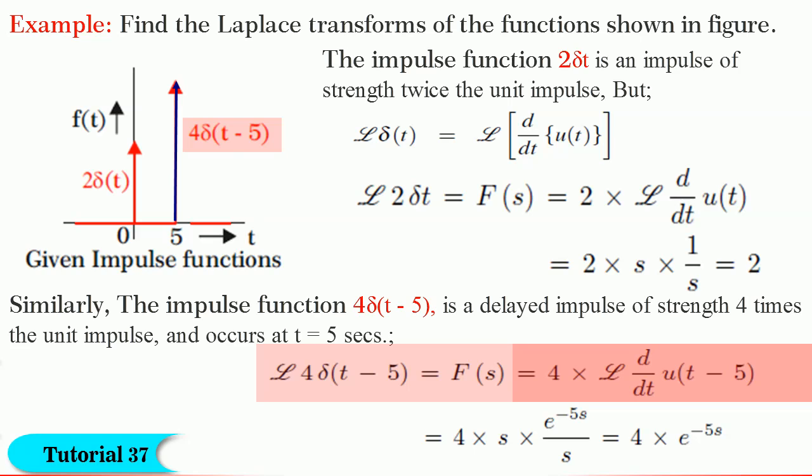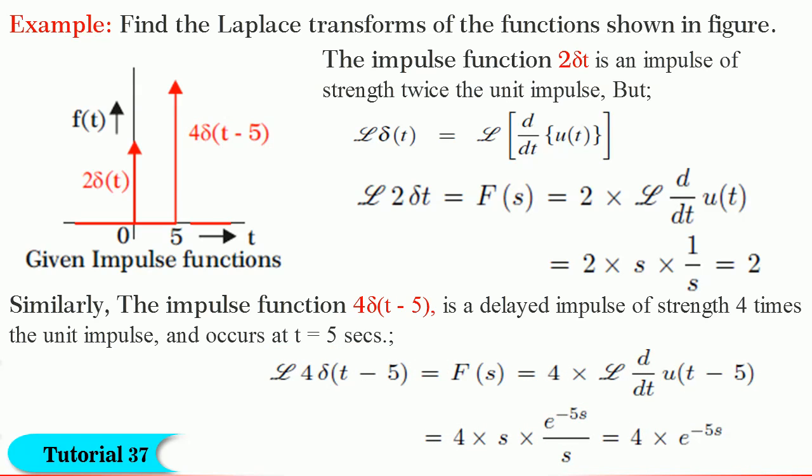Similarly, L of 4 delta t minus 5 is equal to f of s and is equal to 4 into L of d by dt of u of t minus 5, and that is equal to 4 into s into e to the power of minus 5s by s, and hence L of 4 delta t minus 5 is equal to 4 into e to the power of minus 5s.